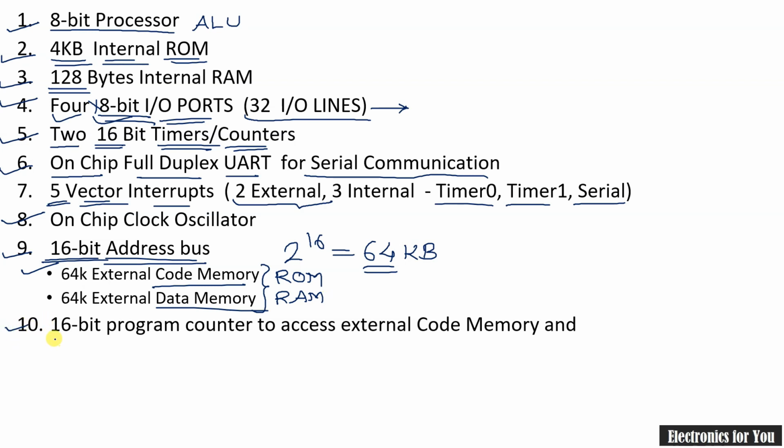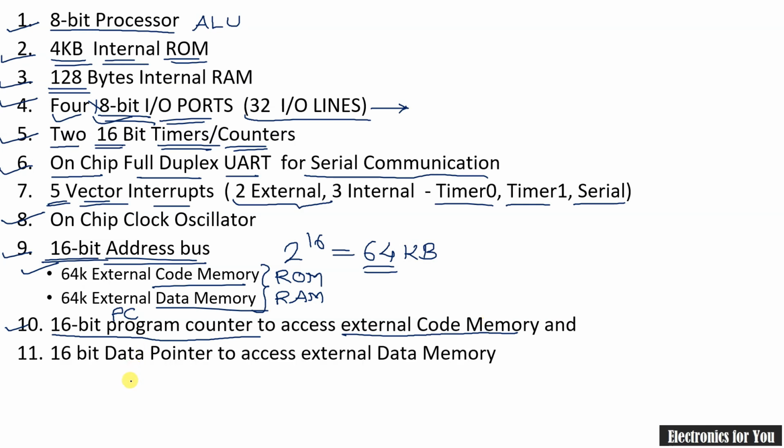8051 has two special registers. One is the 16-bit program counter. The program counter, also popularly known as PC, is used to access external program memory, and it is also having a 16-bit data pointer. Data pointer is also known as DPTR, and DPTR, as the name suggests, is a data pointer. It will point out the data memory, and data memory is nothing but the RAM. So it is also having a 16-bit register which is used for the external RAM access.